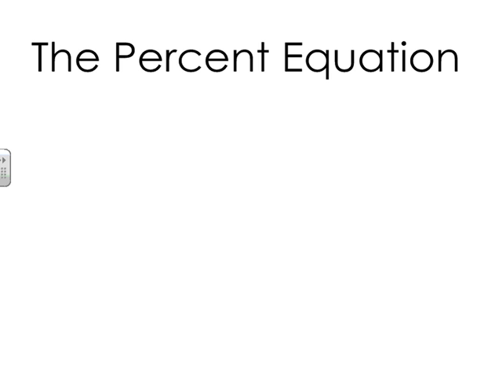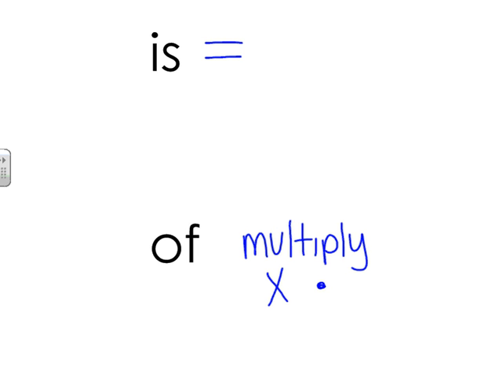To start, anytime you see the word is, you need to put an equal sign there. So anytime you see the word is, that means equals. The word of is going to mean multiply. So you can put an X for multiplication, or you can put a dot for multiplication. If you do that as your first step, that will help you set up your equation so that you know what to do to solve it.